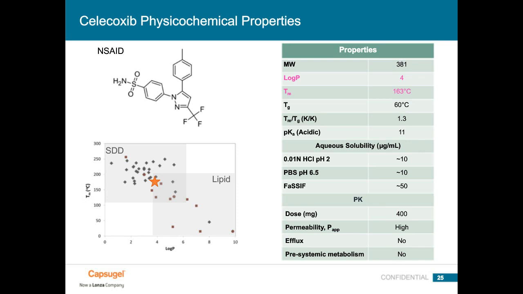And you can see in the bottom left, I've shown a new plot of selecting between SDDs and lipids. Again, this doesn't tell the whole story, but we can see here with log P on the x-axis again, and in this case, melting point on the y-axis. Melting point is a critical parameter for lipids, as with higher melting points, we tend to get lower lipid solubility.